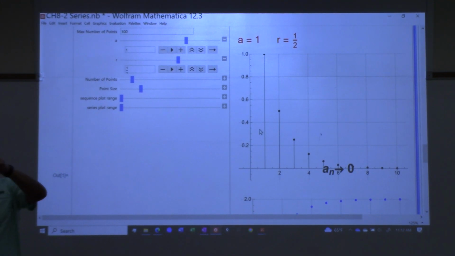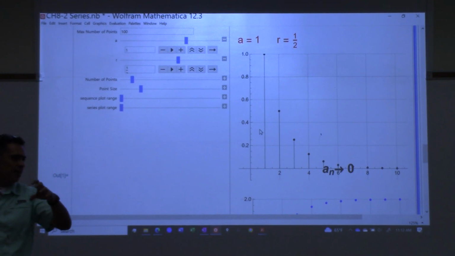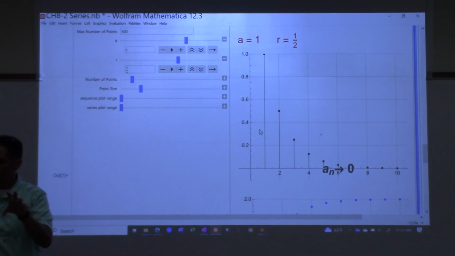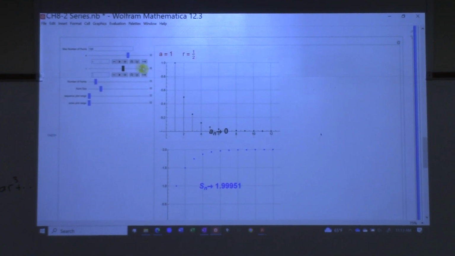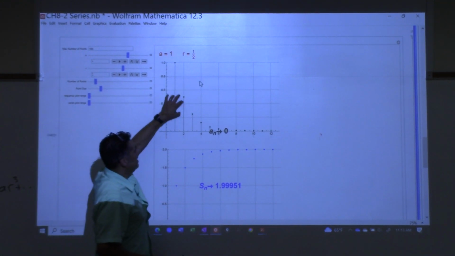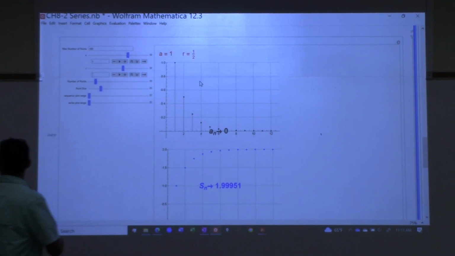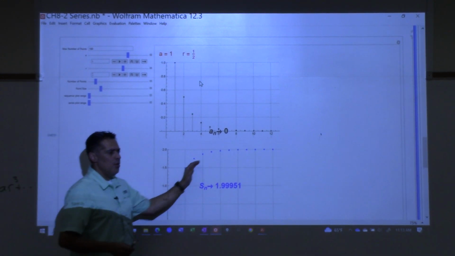So like with the 1x1 rectangle, we kept on doing a half, and then half of a half, and then half of a half, half. The 1/2 would have been the R there, all right? So what I'm having the computer do here is I'm able to adjust the value of A and adjust the value of R. So right here, this right here is the sequence. That's this, just plotting the dots. And then the blue is adding them up.